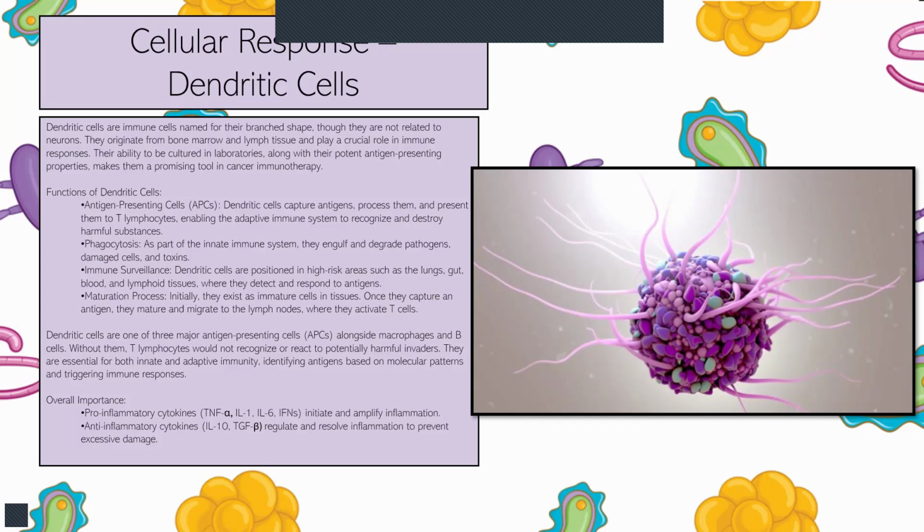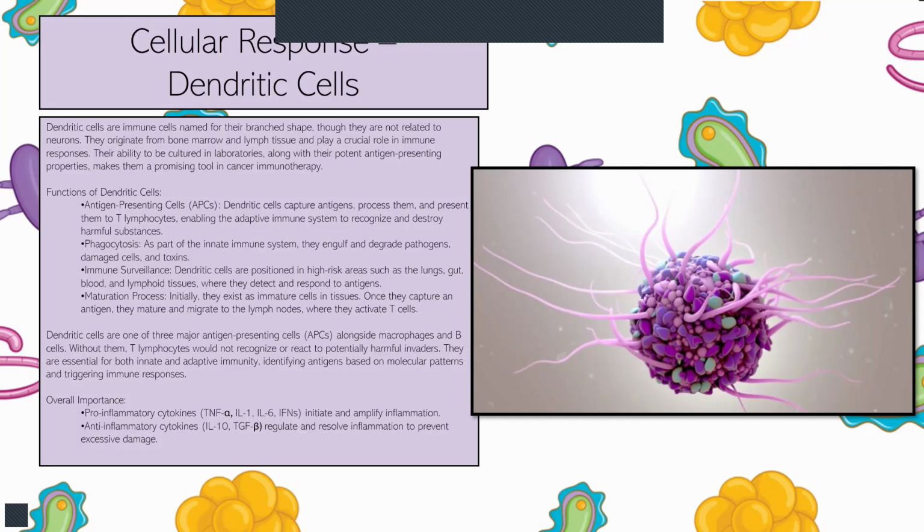Dendritic cells, alongside macrophages and B cells, are the antigen-presenting cells. Without these cells, T lymphocytes would not recognize or react to potentially harmful invaders. They are essential for both innate and adaptive immunity, identifying antigens based on molecular patterns and triggering immune responses. Without antigen-presenting cells, T lymphocytes would not react to potentially damaging particles that enter and are produced inside the body.